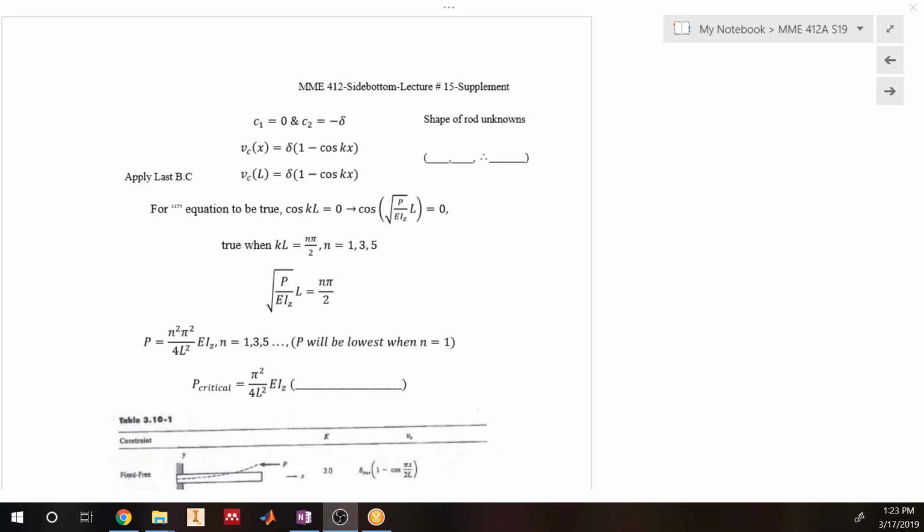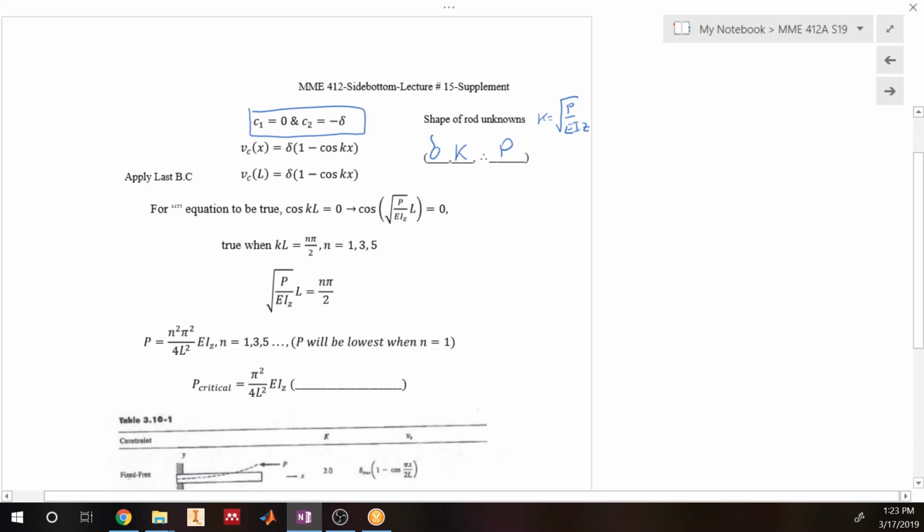All right. So we just finished and we got C1 equal to 0 and C2 equal to minus delta. So there's still two things that we don't know. We don't know what the value of delta is, and we don't know what the value of k is. But we do know that k is equal to the square root of P over EI z. So the only thing we really don't know is P, right?